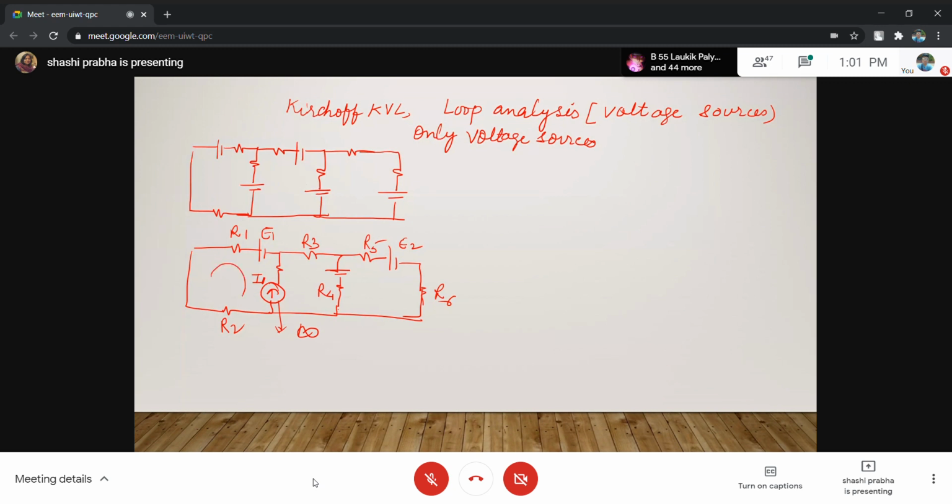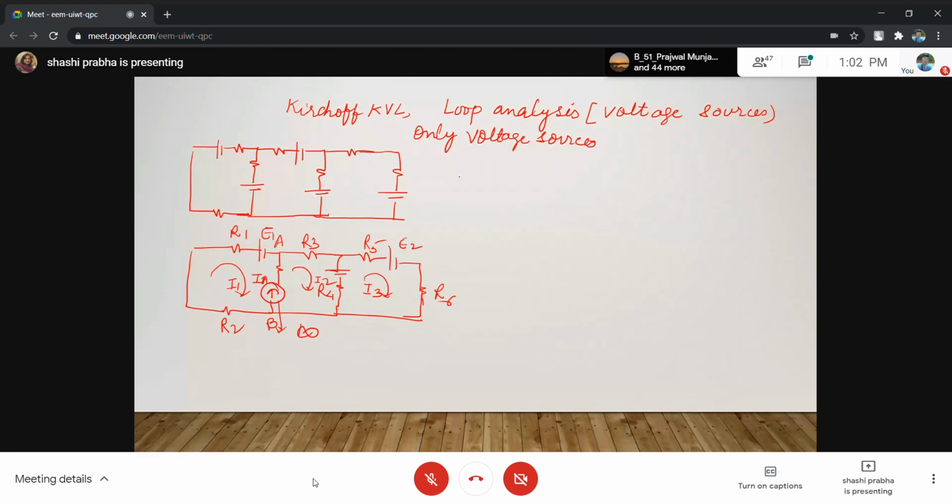If you take this as loop 1, this as loop 2, and this as loop 3, the currents are I1, I2, and I3. Since the internal resistance of the current source is infinity, you are not able to decide the voltage between A and B. What is the voltage between A and B? We don't know. Current into resistance, and the resistance is infinity. So we cannot write KVL in this loop.